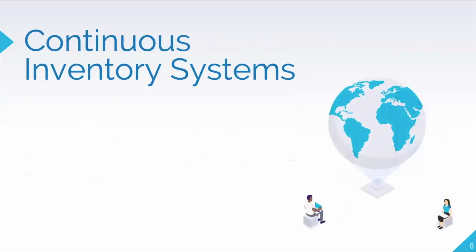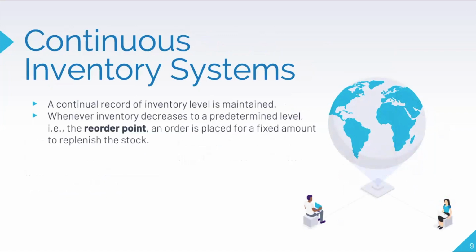So in a continuous inventory system, a continual record of inventory level is maintained. For accountants, we normally call this the perpetual inventory system. Whenever inventory decreases to a predetermined level, that is the reorder point. So kapag dumating ka na dun sa predetermined level or the reorder point, an order is placed for a fixed amount to replenish the stock.